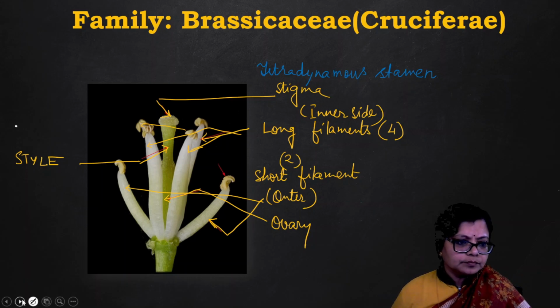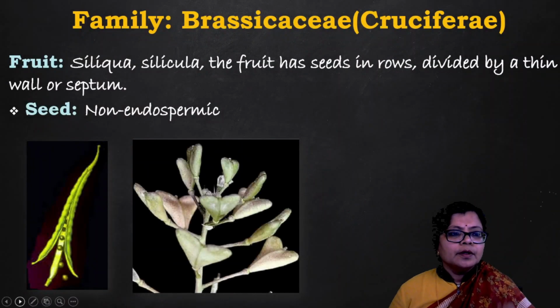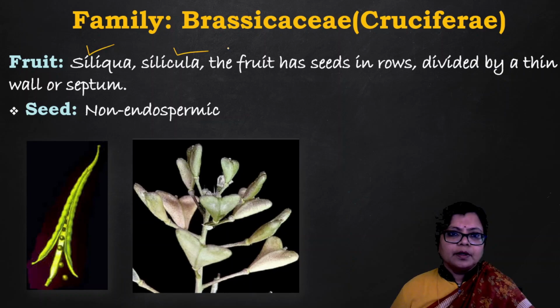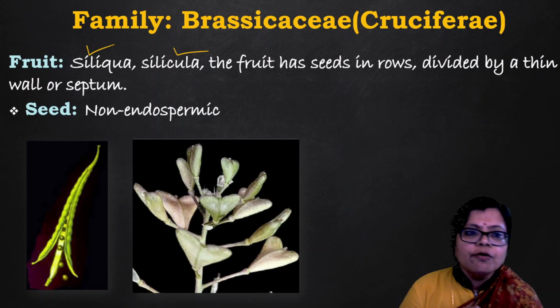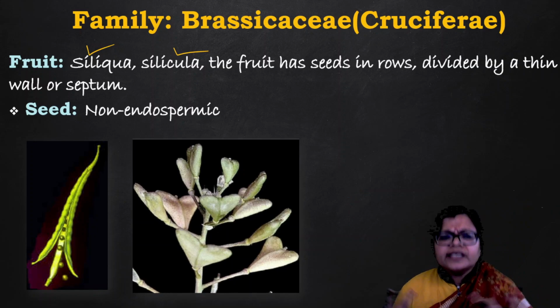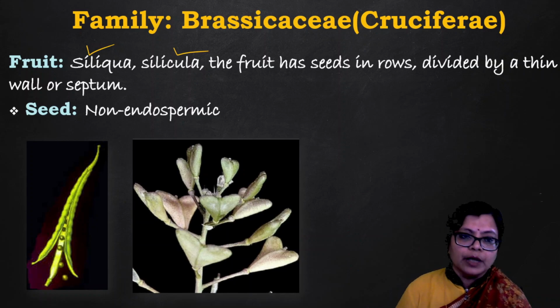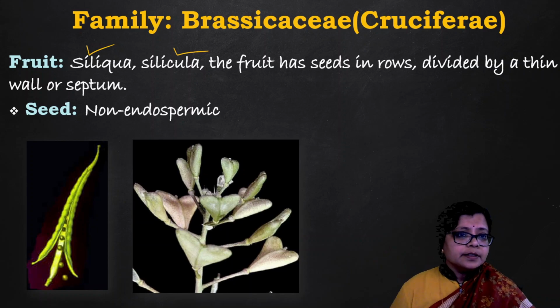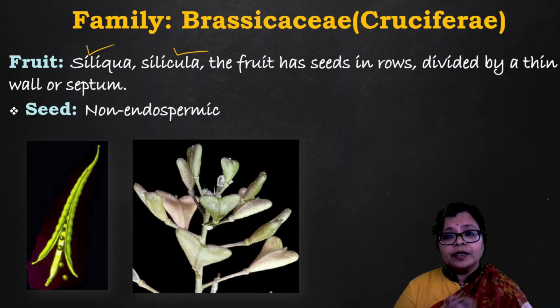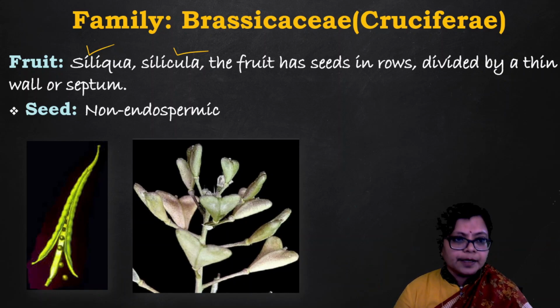Next, fruits, siliqua or silicula type. The fruit has seeds in rows and divided by a thin wall or septum. As I told you, a false septum is present, which is called the replum. Now the question is, what is siliqua and what is silicula? Do you know? Both of them develop from a bicarpellary superior ovary, and the carpels, that you know, are syncarpous.